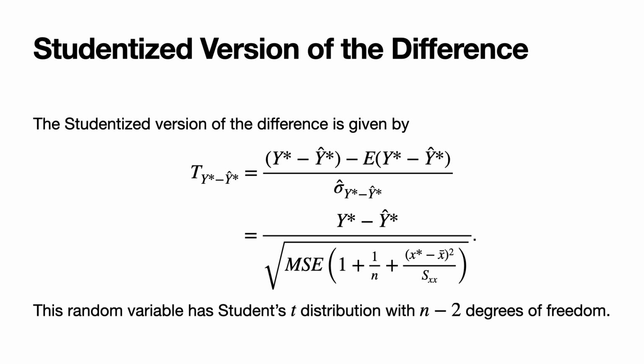And so that is equal to y star minus y hat star divided by the square root of the MSE times the quantity 1 plus 1 over n plus the square of x star minus x bar divided by s sub xx. The studentized version of the difference has student's t-distribution with n minus 2 degrees of freedom.